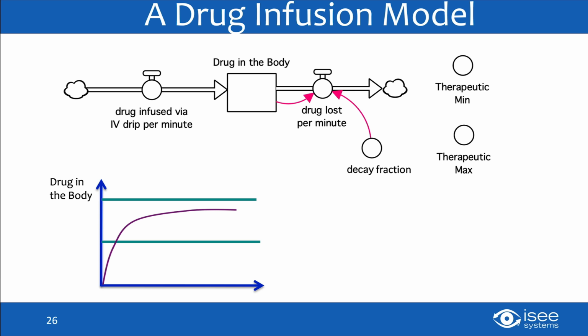So if the decay fraction is smaller, the outflow is smaller, so what happens to the drug level in the body? Well, it increases above the therapeutic maximum. So what does the doctor tell the nurse to do to fix the problem? There are multiple correct answers, but maybe some answers are better than others, and the answers are discussed.